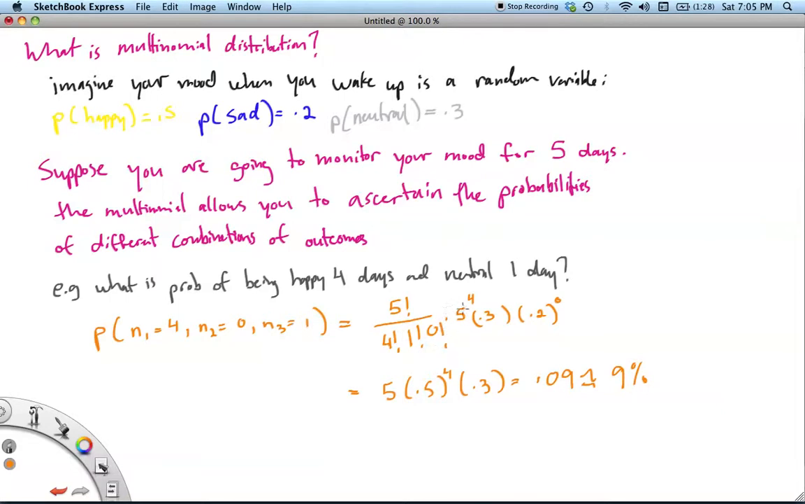And then what you do is you take the probability and you raise it to the number of counts. So 0.5 was our probability of being happy. We raise it to the 4th power. We multiply that times 0.3, our probability of being neutral, to the 1. The probability of being sad, 0.2 to the 0, which we know is just a 1 and it goes away. So we end up with 5 times 0.5 to the 4th times 0.3, which comes out to about 0.093, or 9%.